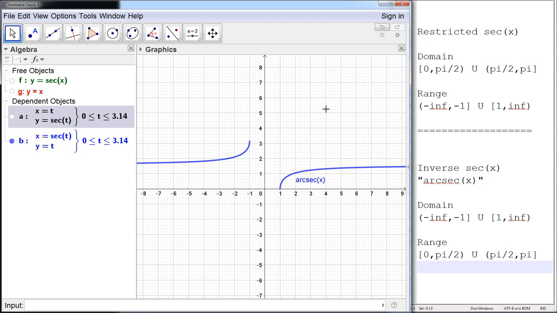We've done this before, but it is kind of complicated with the secant function because the secant has a weird domain and range, and as a result, the inverse secant is going to have a weird domain and range. But mathematically, the ideas are all the same.